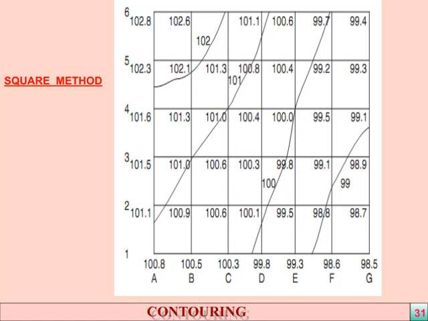Now, let's take a closer look at the contouring square method. This technique is a practical approach for creating smooth, natural-looking contours in various design applications.